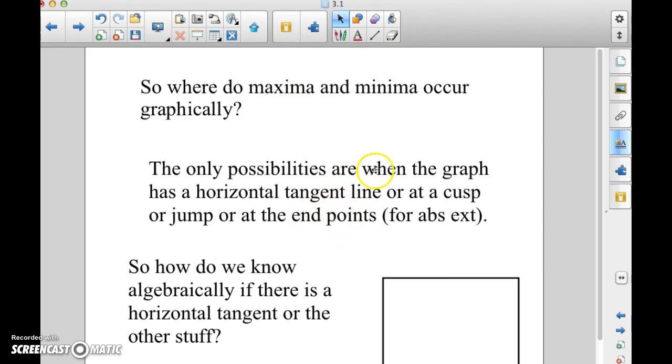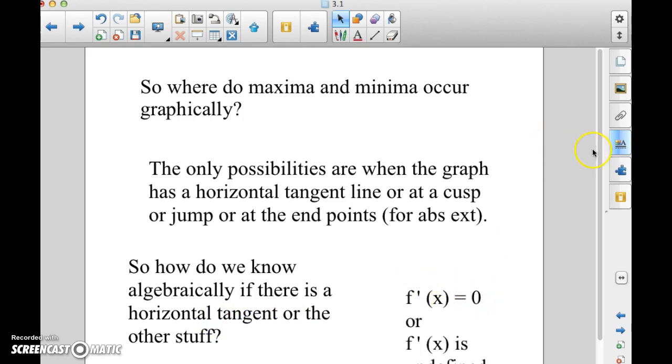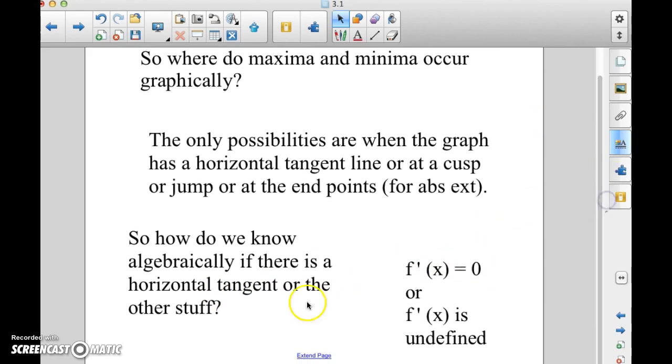So looking at a graph, it could be easy to see where the maxes or mins are, but how do we know algebraically if there's going to be a horizontal tangent or a jump or a cusp or anything? Well, we can analyze our derivative because horizontal tangent lines are when the derivative equals 0, and cusps and jumps occur when the derivative is undefined.